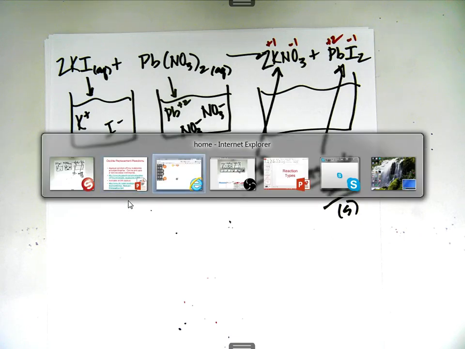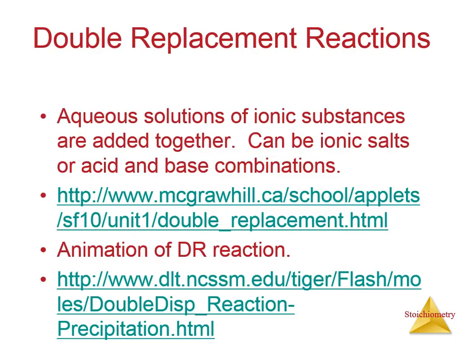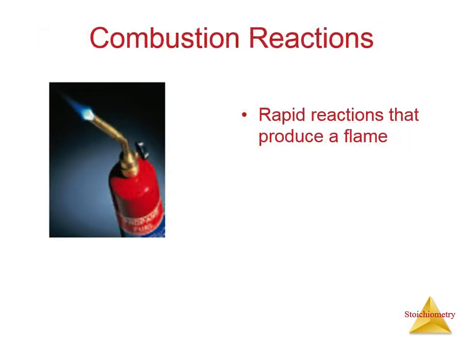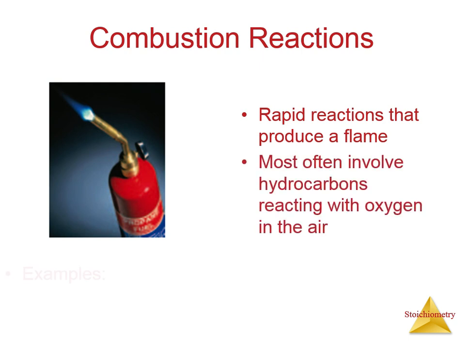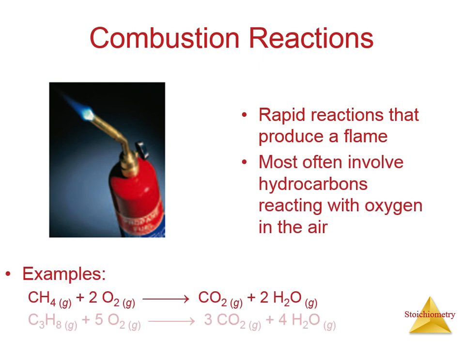All right, so let's go back to our PowerPoint. Those are double replacement reactions. Once again, you're going to look for visual evidence of either a precipitate forming or a gas forming. And finally, combustion reactions. Combustion reactions happen quickly, and generally you're going to take some sort of a hydrocarbon, burn it in air with oxygen to create carbon dioxide gas and water with complete combustion.